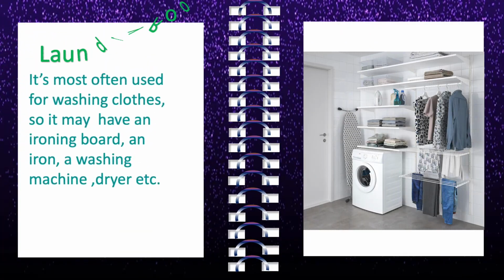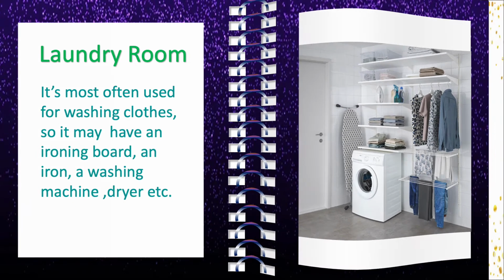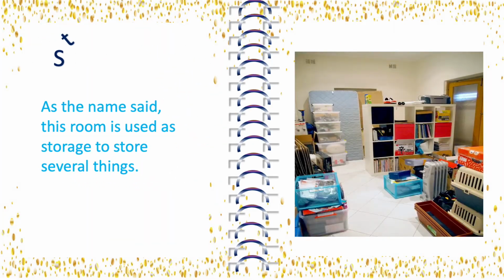The next one is laundry room. Let's repeat. Laundry room. It's most often used for washing clothes. So it will have an ironing board, iron, washing machine, dryer, etc. This is a storeroom. Let's repeat. Storeroom. As the name said, this room is used as a storage to store several things.